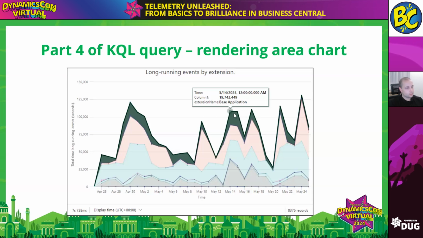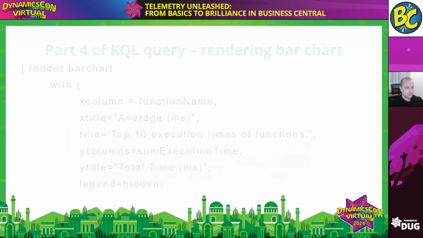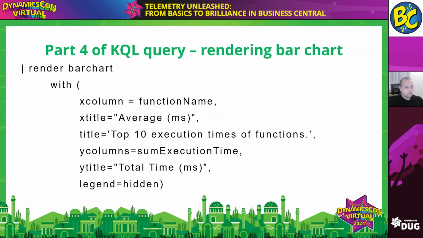Most commonly, from what I saw it being used, and I personally use it to compare between different extensions, and then we will see which extension has the most spikes or long-running events by extension. Then we can move on to rendering the bar chart.